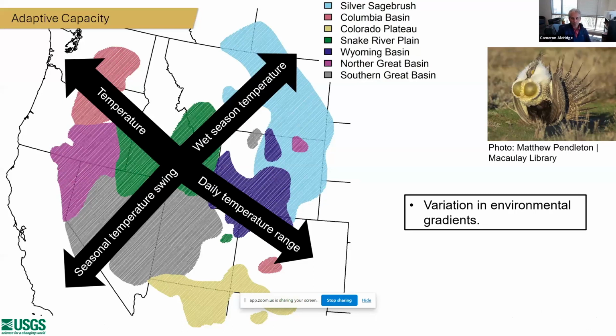We also know that temperature and precipitation gradients exist across the sagebrush biome. That's kind of what drives why those differences in species and subspecies of sagebrush exist. But we can explore the potential for local adaptation to diet and to environmental gradients.